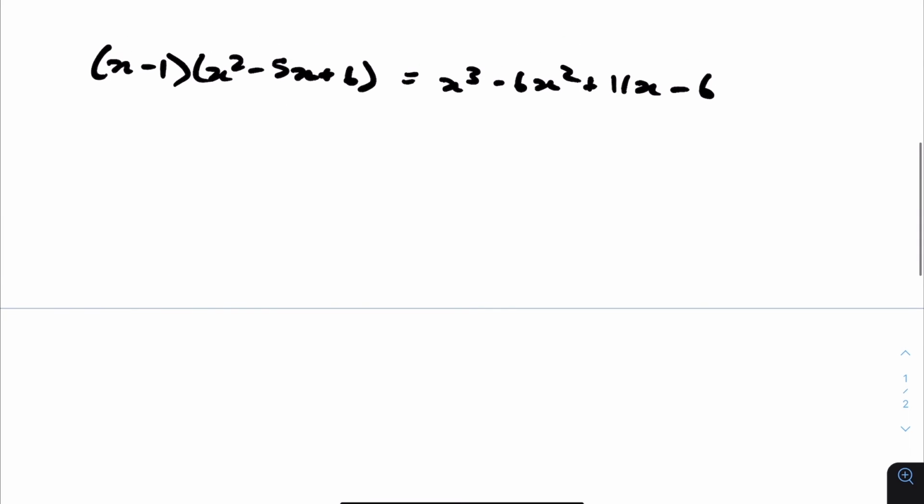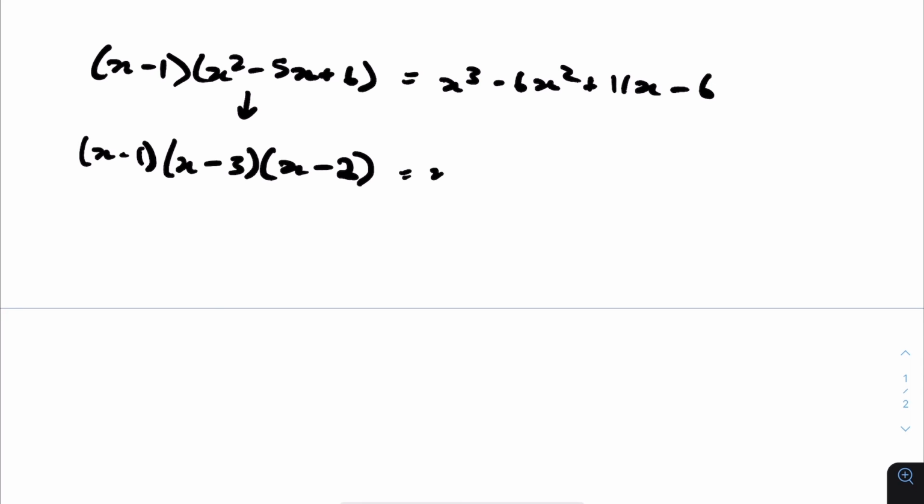Okay, moving this to the top. Now all we need to do is factor the x squared minus 5x plus 6, which is just x minus 3 times x minus 2. So essentially what we're left with is x minus 1 times x minus 3 times x minus 2 is equal to x cubed minus 6x squared plus 11x minus 6. And so when we're equating it to 0, our solutions are x equals 1, 2, and 3.